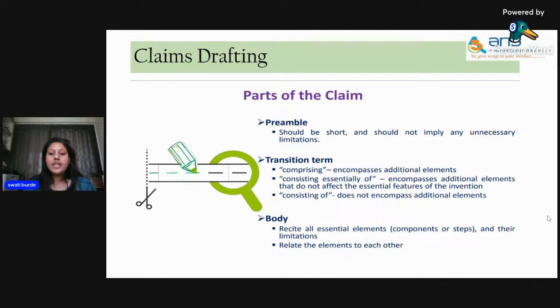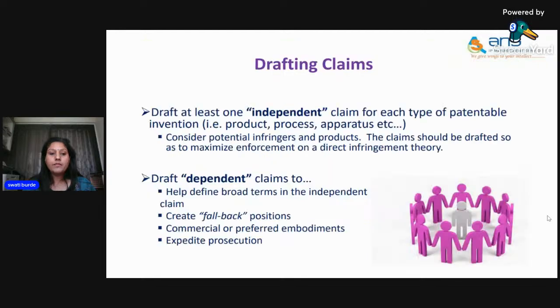And the body recites all the essential elements, and how they are related to each other. So that forms the body of the claim. So usually there are two types of claims. First is the independent claim. The independent claim is the first claim which forms the scope of the invention which you want to claim. So it should be in the broadest possible manner, but it should not be so broad as to include the prior arts also. So it should be narrow enough to overcome the prior arts.